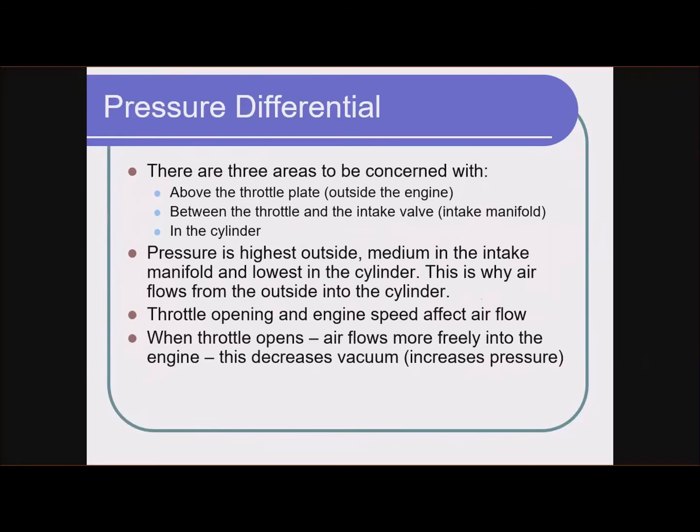So I mentioned this when we were talking about the vacuum gauge, that outside the throttle plate, you have atmospheric pressure. Between the throttle plate and the intake valve, there's intake manifold pressure, which you saw was something less than atmospheric, depending on where the throttle plate is and engine RPM and stuff like that. And then inside the cylinder is where the pressure is the lowest, and that's where the air is eventually going to flow into.